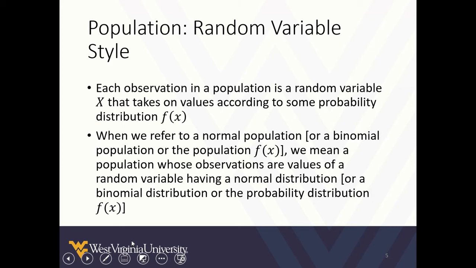So to state that a little more clearly, when we refer to a normal population, we mean a population whose observations are values of a random variable having a normal distribution. And this also applies for any other distribution.